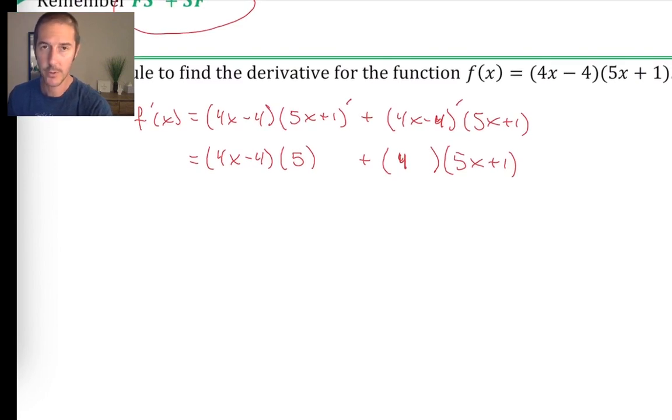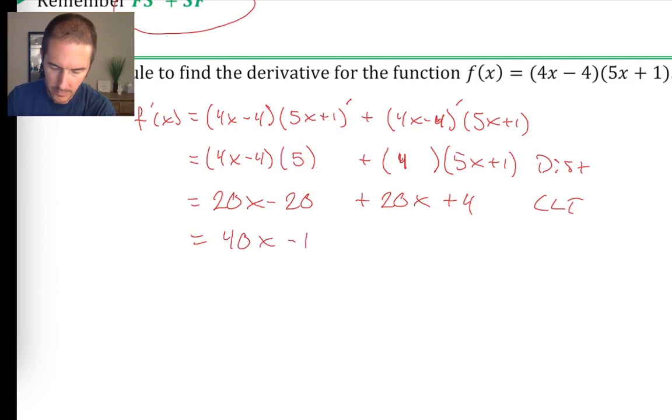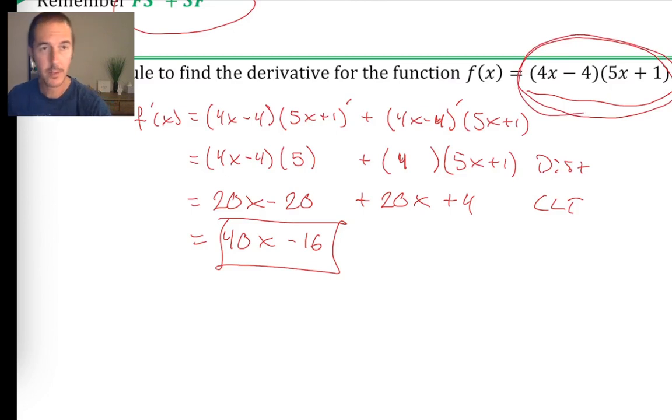From here, it is distributing and combining like terms. So let's distribute: 20x minus 20 plus 20x plus 4, and then we'll combine like terms. We've got a total of 40x's. Minus 20 and plus 4 is negative 16, and that is the first derivative. If you want to check and make sure that it's correct, go ahead and FOIL this out, combine like terms, and then take the derivative. You're going to get the same thing.